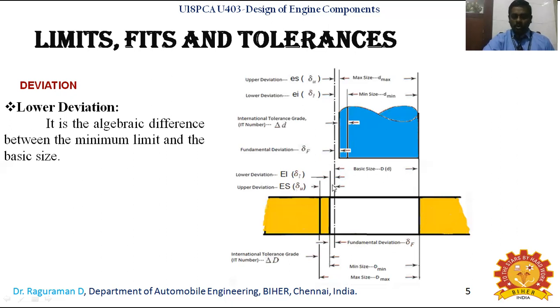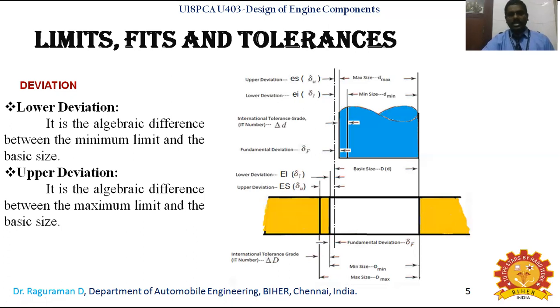So here also you will see this is the lower limit of the hole to the basic size. That is the lower deviation here. And the maximum size for the hole is here. To this you will have a difference. That is the upper deviation. So what is the upper deviation? It is the algebraic difference between the maximum limit and the basic size.